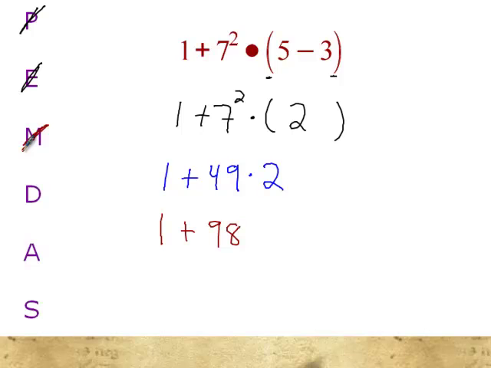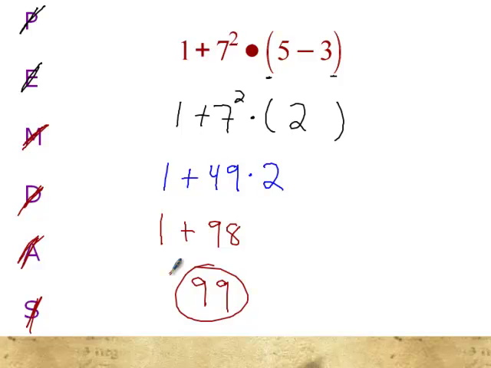After multiplication, we have D, which stands for, correct, division. Do we have anything being divided in here? No. So we don't need it. Up next is A, which stands for addition. Do we have addition? Correct. So what's 1 plus 98? It's 99. And then subtraction is left. We don't have any subtraction, so we're done. And this is what you should get out.